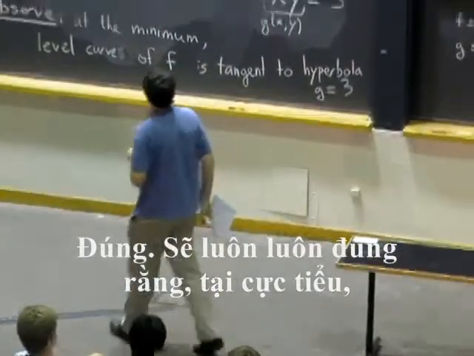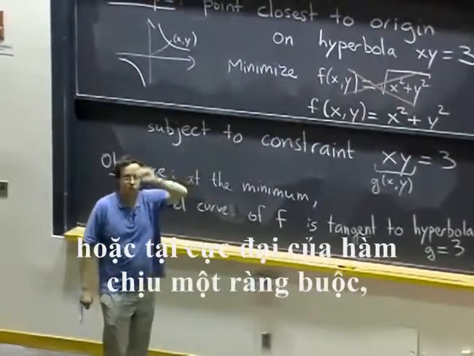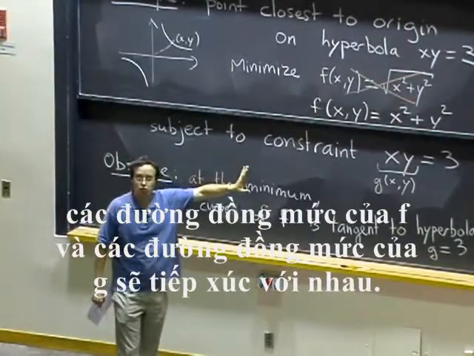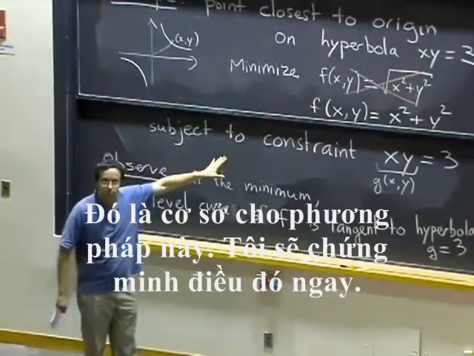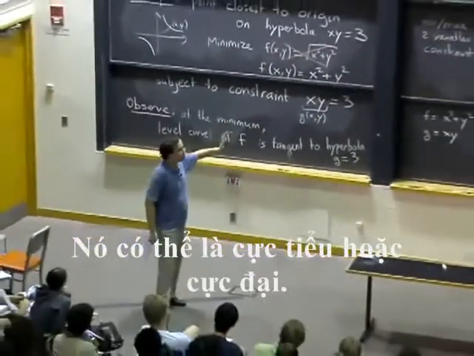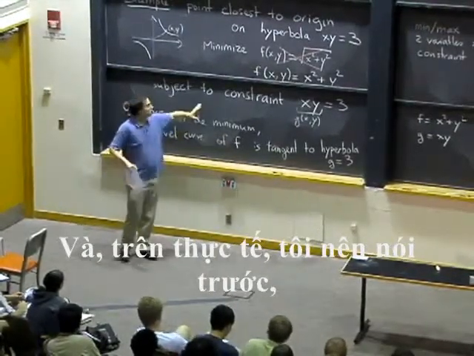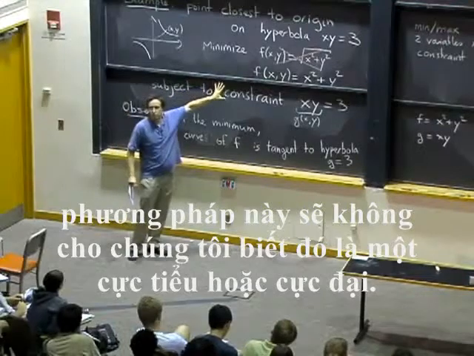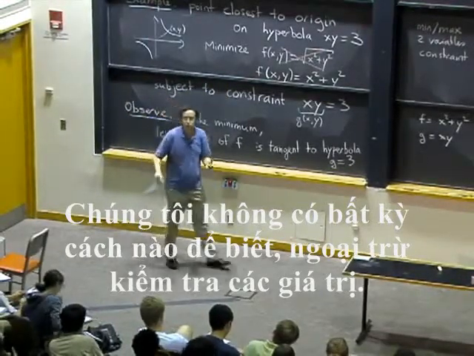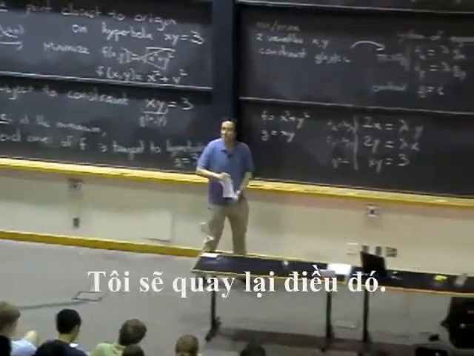Yes, so it's always going to be the case that at the minimum or at the maximum of a function subject to a constraint, the level curves of f and the level curves of g will be tangent to each other. So that's the basis for this method. Okay, so I'm going to justify that soon. So, yes, it could be minimum or maximum. Or in 3 dimensions, it could even be a saddle point. And in fact, I should say in advance, this method will not tell us whether it's a minimum or a maximum. We don't have any way of knowing except for testing values. We can't use second derivative tests or anything like that. Okay, I'll get back to that.